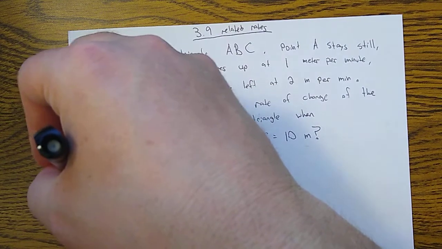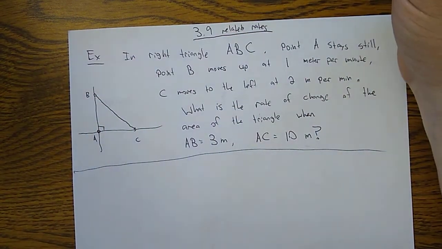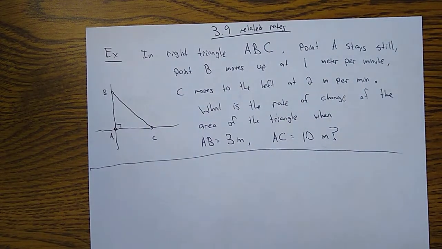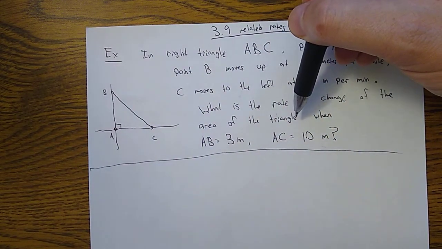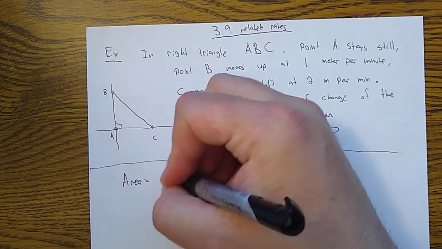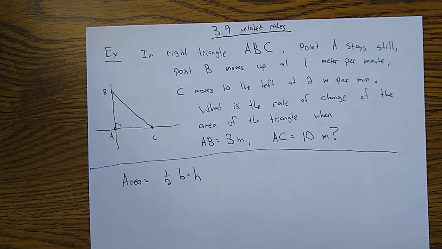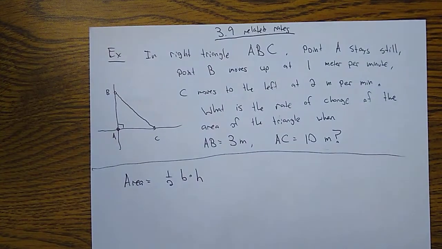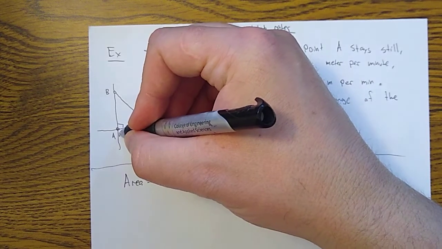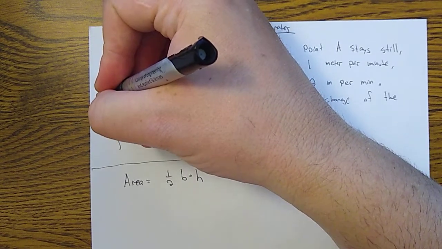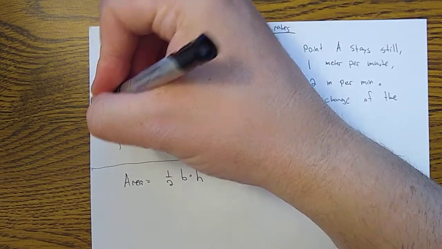So let's set up our variables. B is moving and C is moving, but A is staying still. And this is also a question about the area of a right triangle. I know that the area is 1/2 base times height. So this would be the base and this would be the height. So why don't I call this little b, and I'll call this distance little h.